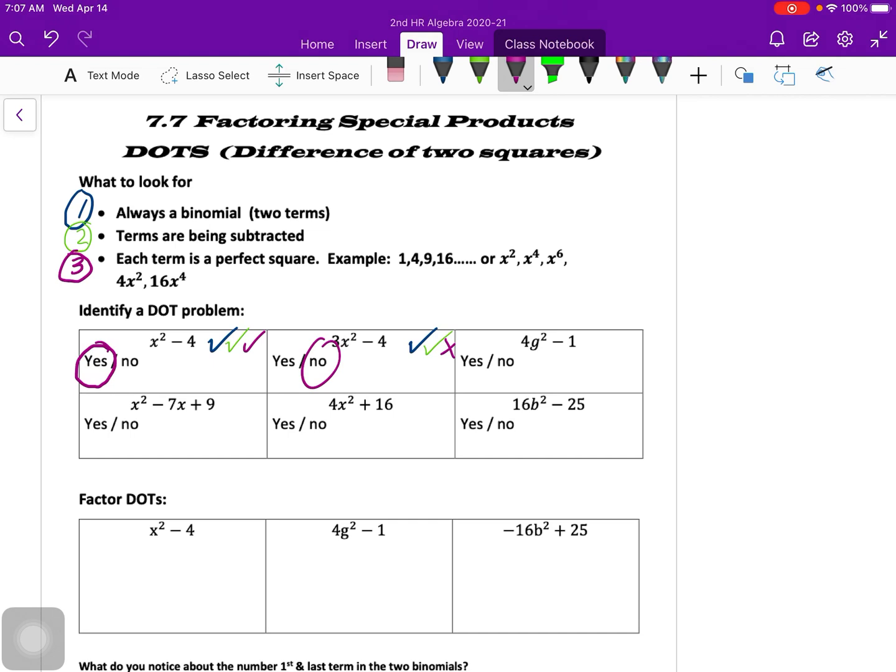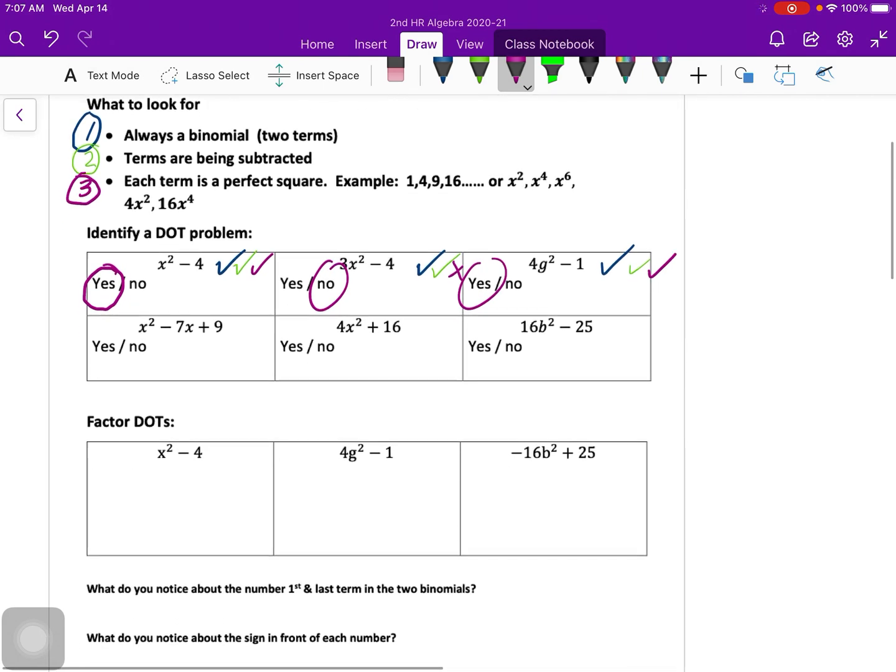So let's look at the third one. Is it a binomial? Yes. Are the terms being subtracted? Yes. Are the first and last term both perfect squares? Yes. 4 is a perfect square and so is 1. So that one is a difference of two squares pattern.